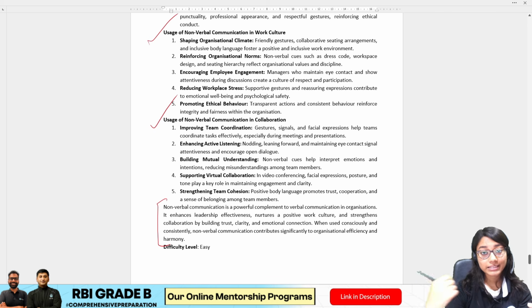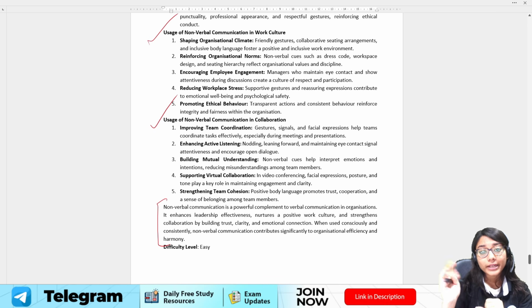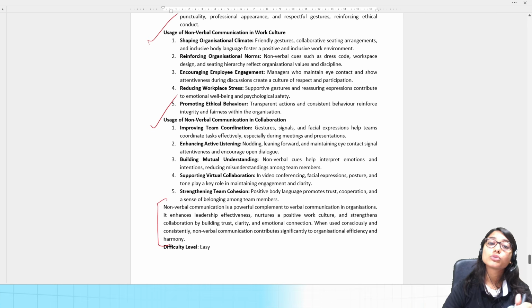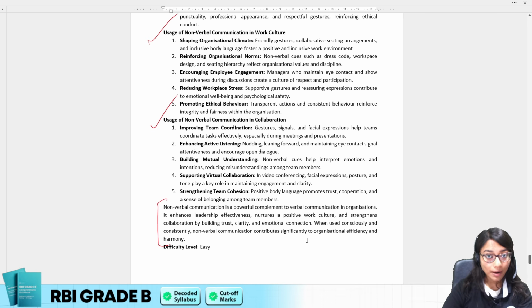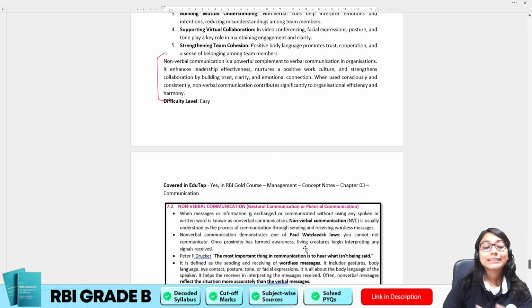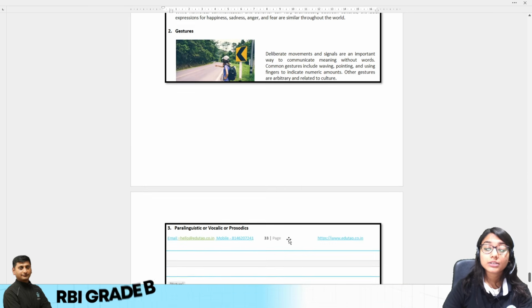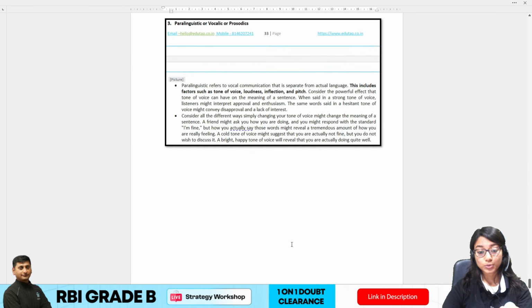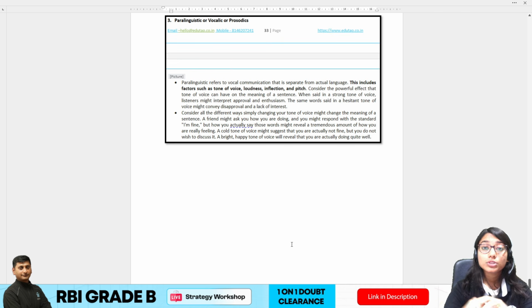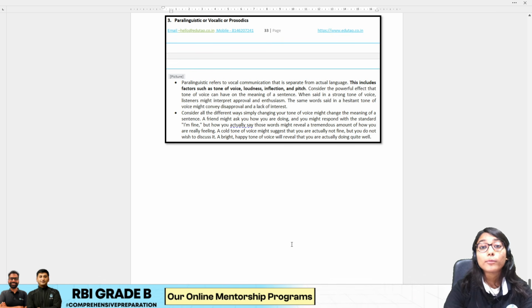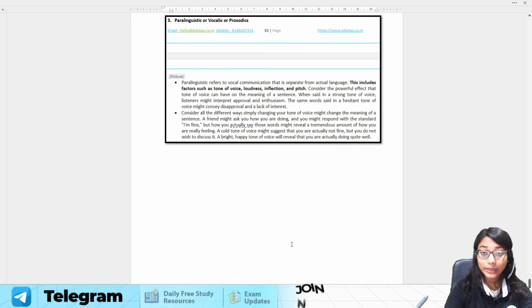Basically just synthesize everything we have written and give an optimistic conclusion that using non-verbal communication is very essential and contributes to organizational efficiency and harmony. And basically that is how we are supposed to be approaching a descriptive answer in terms of management. And that is all about the management component of the FM paper. Basically these were the questions which had come in 2025.